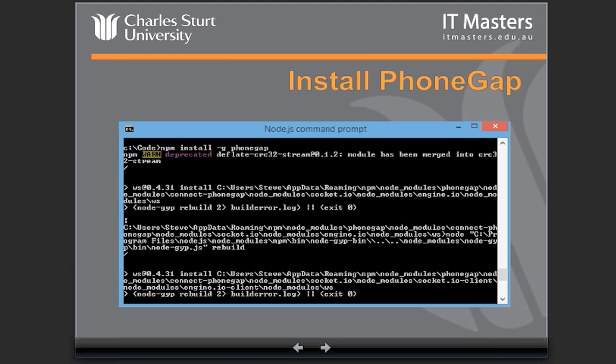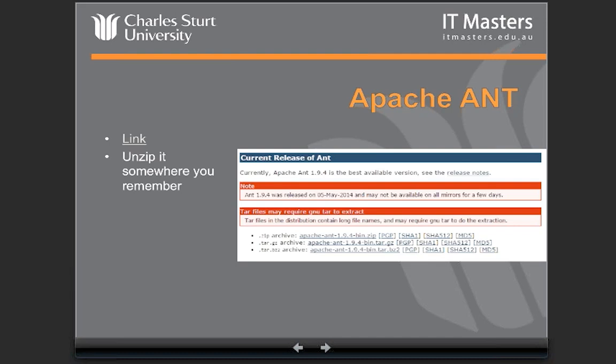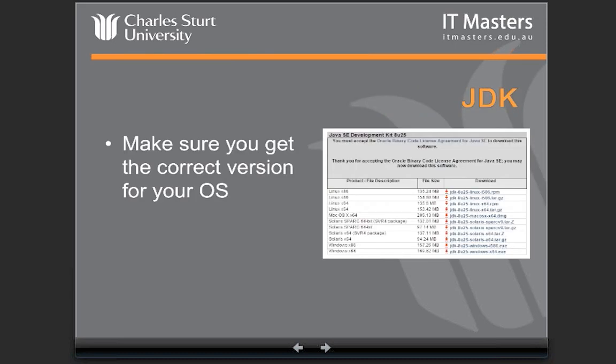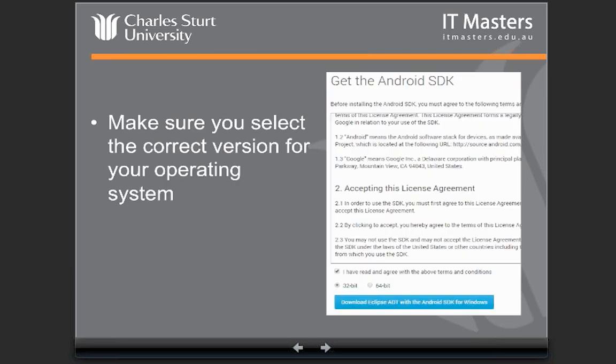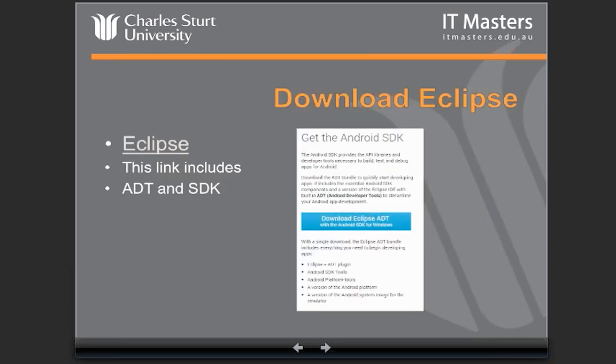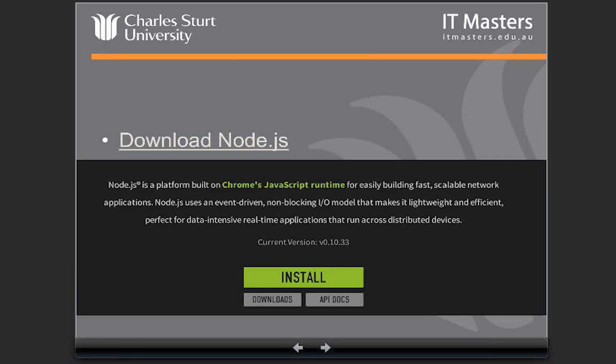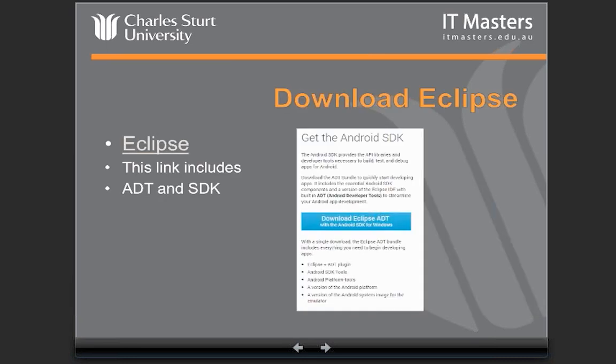Okay, now after you've downloaded all the stuff, let's just quickly recap on that. Apache ANT, JDK, Eclipse, and Node.js. Those are the four things that you need.